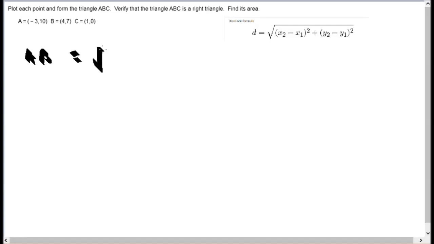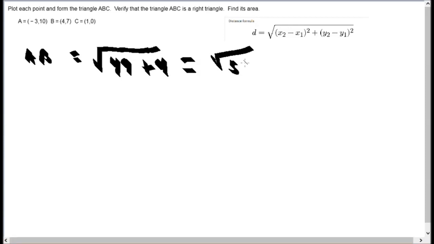that distance will be equal to the square root of 4 minus 3, or 7, squared, which is 49, and then 7 minus 10, which is negative 3 squared, so it'll be plus 9. It's 3 squared. And we're going to get this to turn out to be the square root of 58. We'll leave it just like that, even if we can reduce it, because we want to just leave it as the square root of 58.